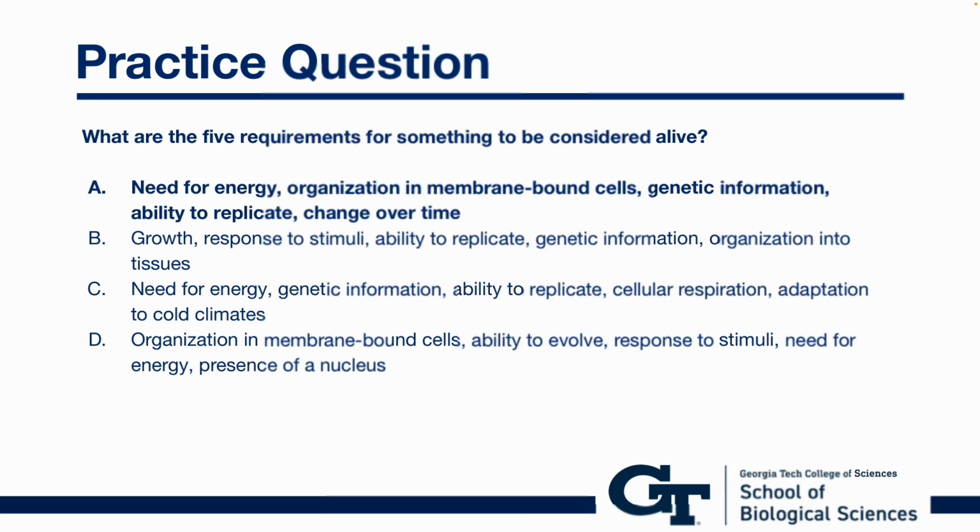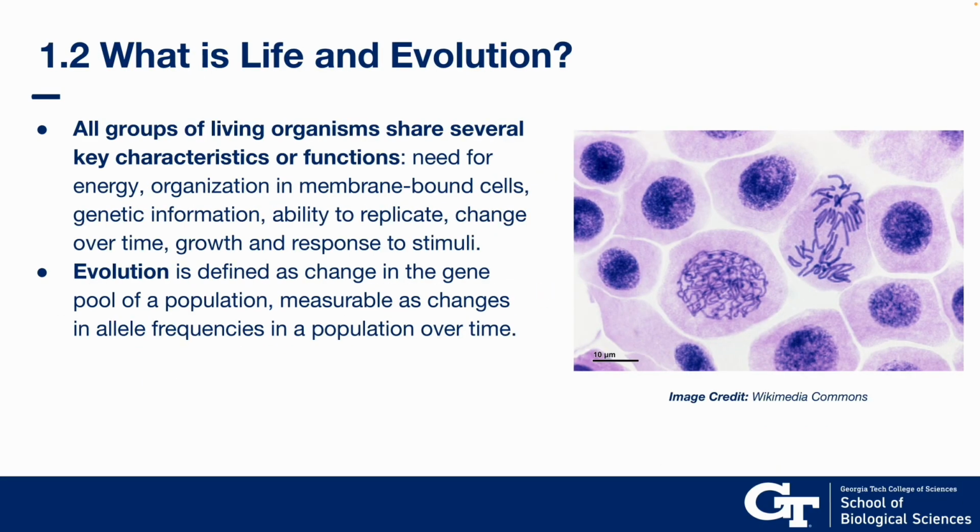Okay, great. So moving on, now we can actually talk about what the characteristics of life are. Again, on this slide listed out are six. Just try and commit those to memory. So all living things have a need for energy. That's the first thing. We're organized into membrane-bound cells. We store genetic information. We can replicate, change over time, and these are combined with growth and response to stimuli.